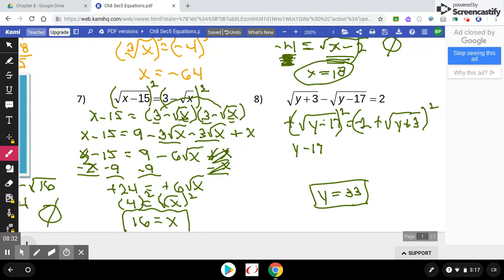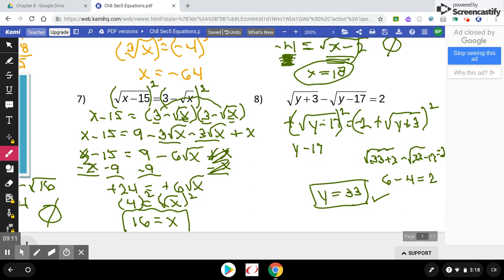So if we do check this one, plug a 33 in, I would have the square root of 33 plus 3 minus the square root of 33 minus 17. And does it equal 2? Sorry about my slop. So 33 plus 3 is 36. What's the square root of 36? It's 6. 33 minus 17 is 16. What's the square root of 16? It's 4. Does 6 minus 4 equal 2? Yes, it does. So y equals 33 would, in fact, be correct.